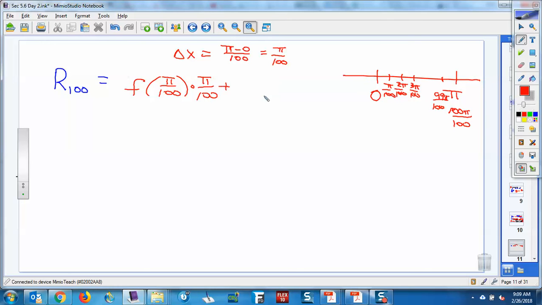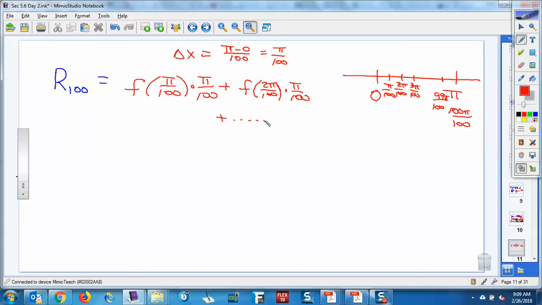What's the area of each of those four rectangles? So the first rectangle has what for its height? F of pi over 100. Now, how do you get the width? Pi over 100, plus 2 pi over 100, plus dot, dot, dot, times the width.